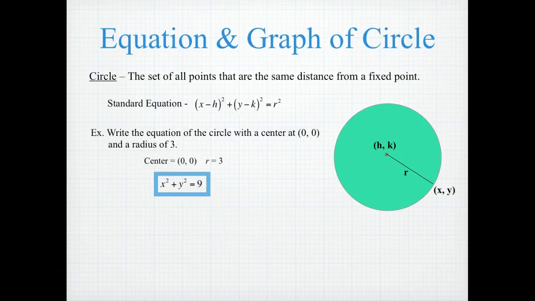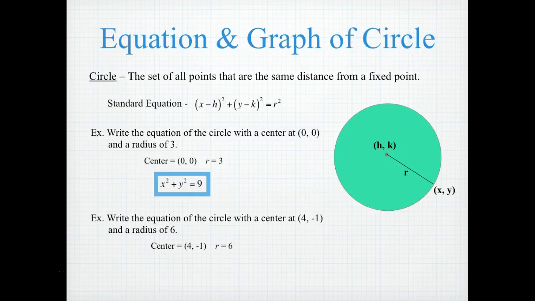In the next example, we're going to write the equation of a circle with a center at 4, negative 1, and a radius of 6. So the value of h is 4, the value of k is negative 1, and the value of r is 6. As I input those into the formula and simplify, I get x minus 4 to the second power plus y plus 1 to the second power is equal to 36. And that represents the equation of a circle with a center at 4, negative 1, and a radius of 6.